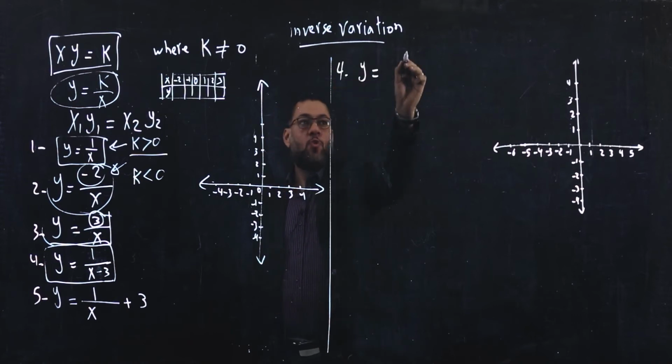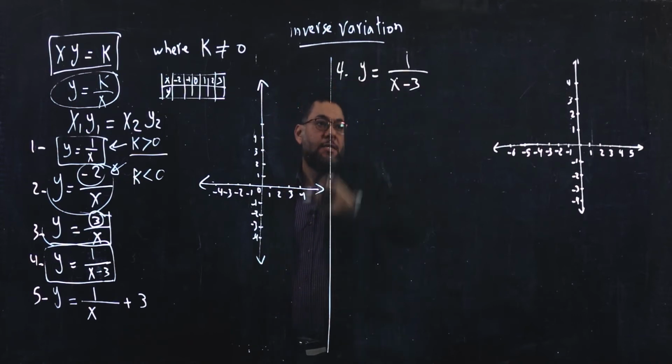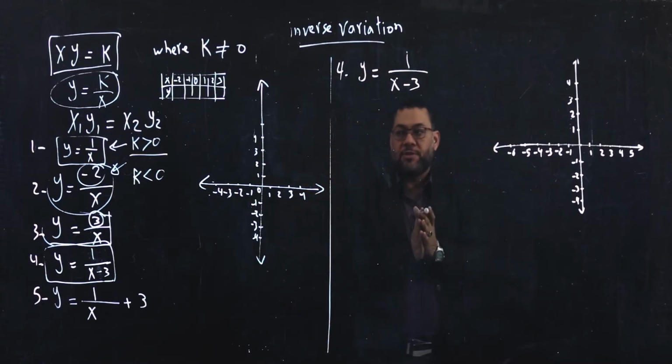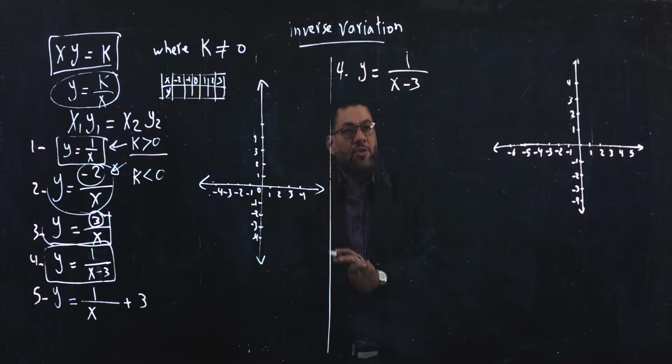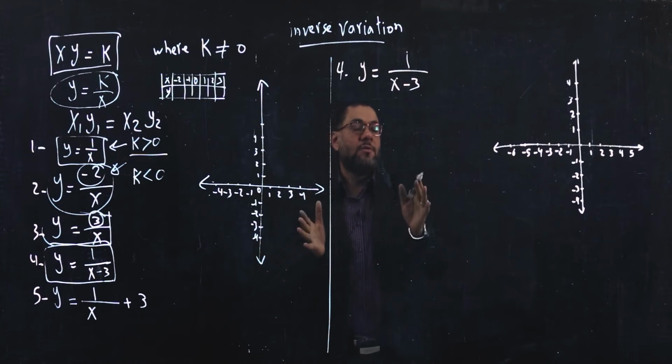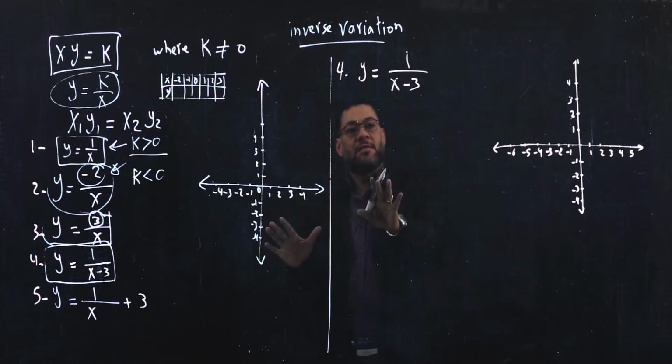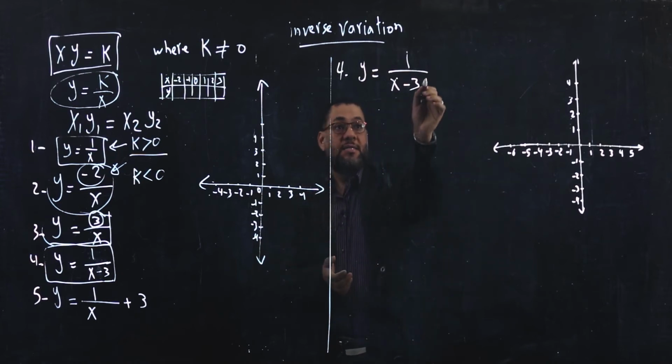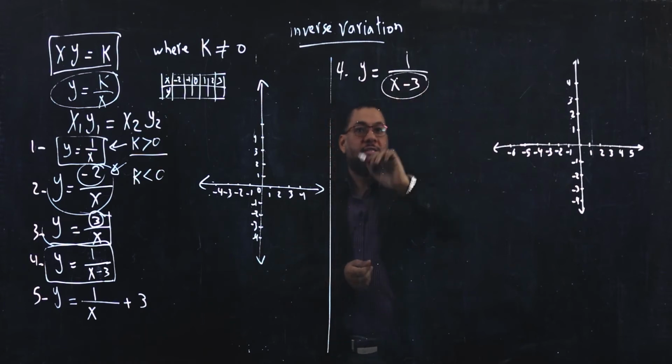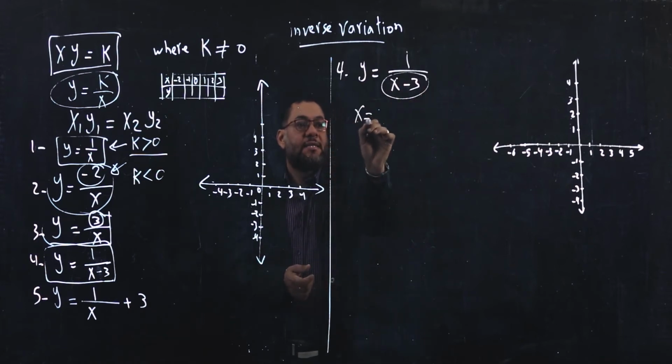y equals 1 over x minus 3. If you look at this question, the excluded value here equals what? The excluded value is the value we can't substitute. So we will put x equal what? 3. This is the excluded value.